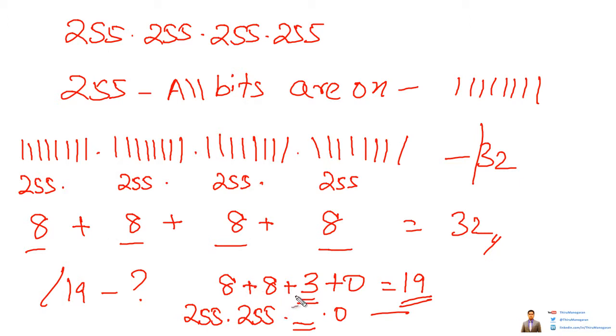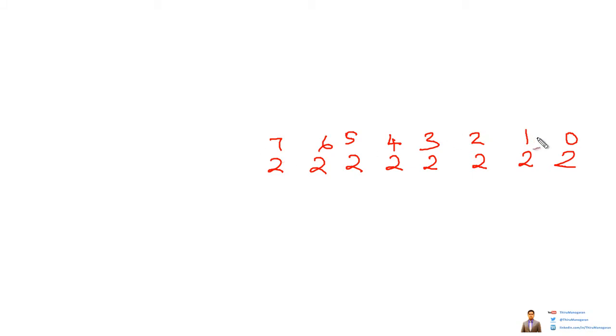In order to do that, we need to know a table. It's better to memorize. Let's do that. So we need to know this table. Let's say this starts with 2 to the power 0, 2 to the power 1, 2 to the power 2, 2 to the power 3, 2 to the power 4, 2 to the power 5, 2 to the power 6, 2 to the power 7. What is 2 to the power 0? It's 1. 2 to the power 1, 2. 2 to the power 2, 4. 2 to the power 3, 8. 2 to the power 4, 16. 2 to the power 5, 32. 2 to the power 6, 64. 2 to the power 7 is 128.